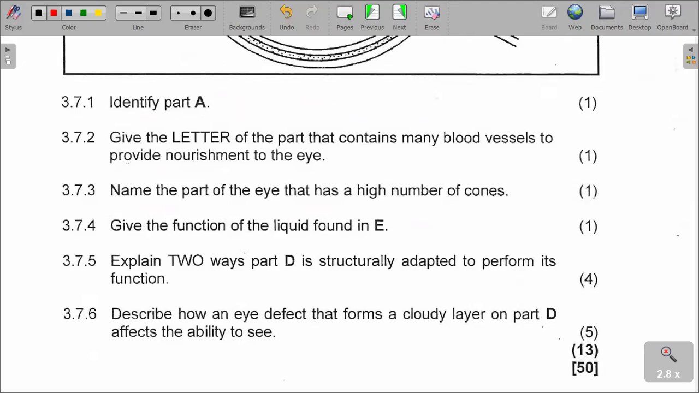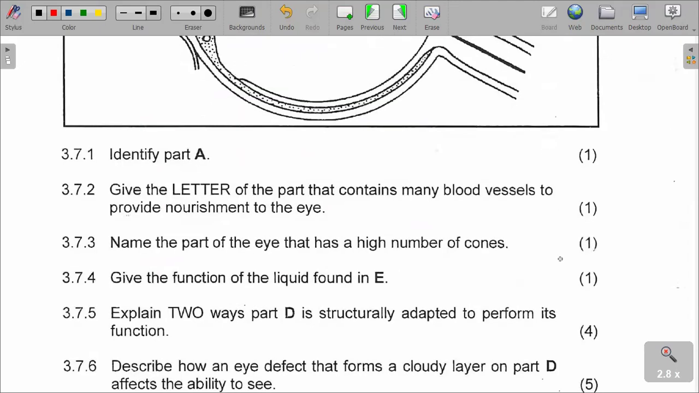I said the questions about the ear and the eye, we have done them several times, therefore we cannot keep on repeating them. They are on the channel.